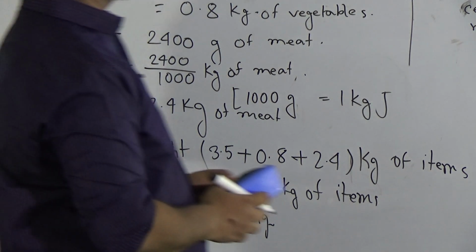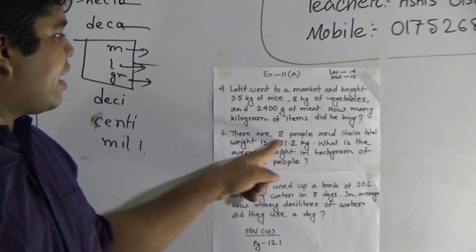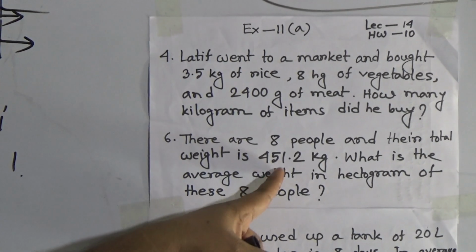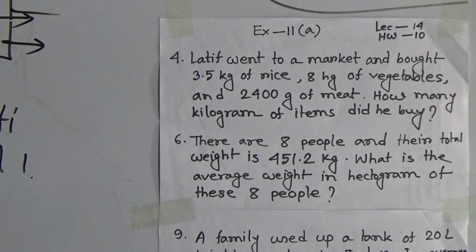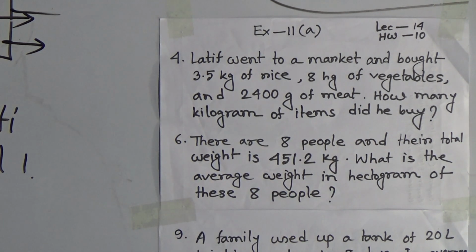Okay, next question, question number 6. So easy question. At first we read the question. There are 8 people and their total weight is 451.2 kg. What is the average weight in hectogram of these 8 people? That means, my dear student, average weight.